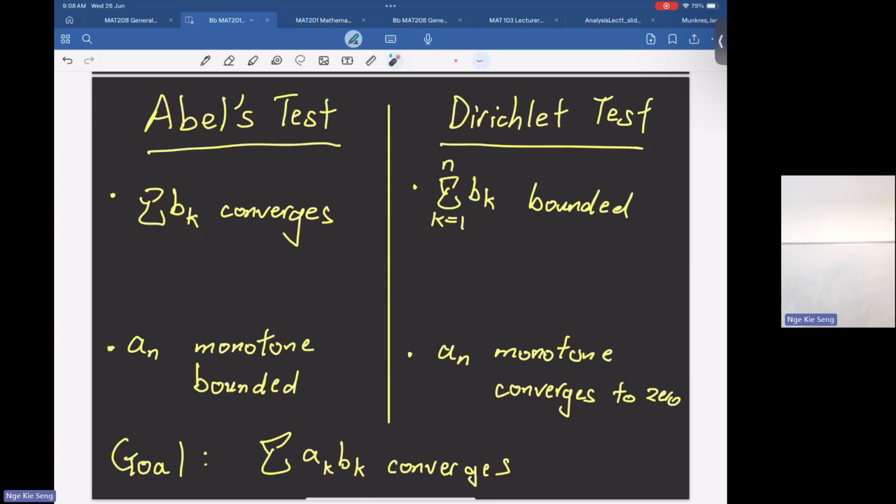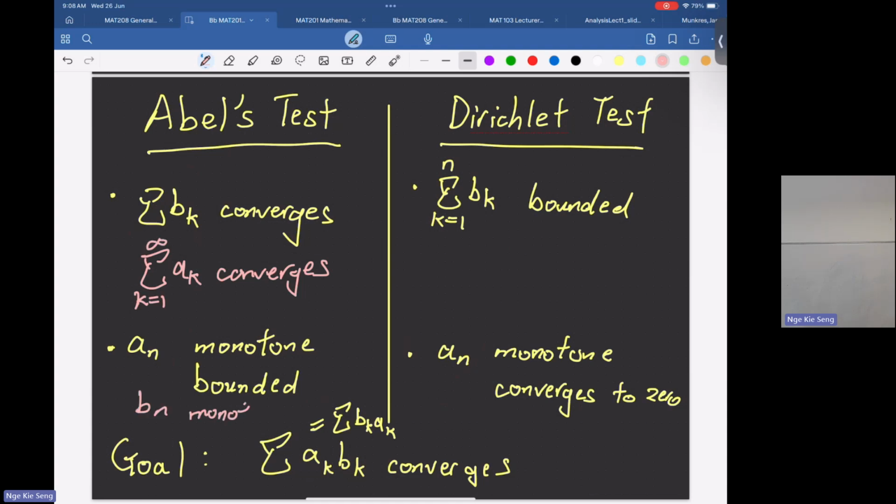If in the case that you know that, for Abel's test, the infinite series of A_n converges, but B_n is monotone and bounded, then you still can apply Abel's test, right? Because product of numbers is commutative. Okay, does it make sense? Yeah. So you can swap it. You can regard this series as B_k times A_k as well. So you can consider, like, the sum of A_k converges, k goes from 1 to infinity, and B_n can be monotone and bounded. So there's no issue on the order.